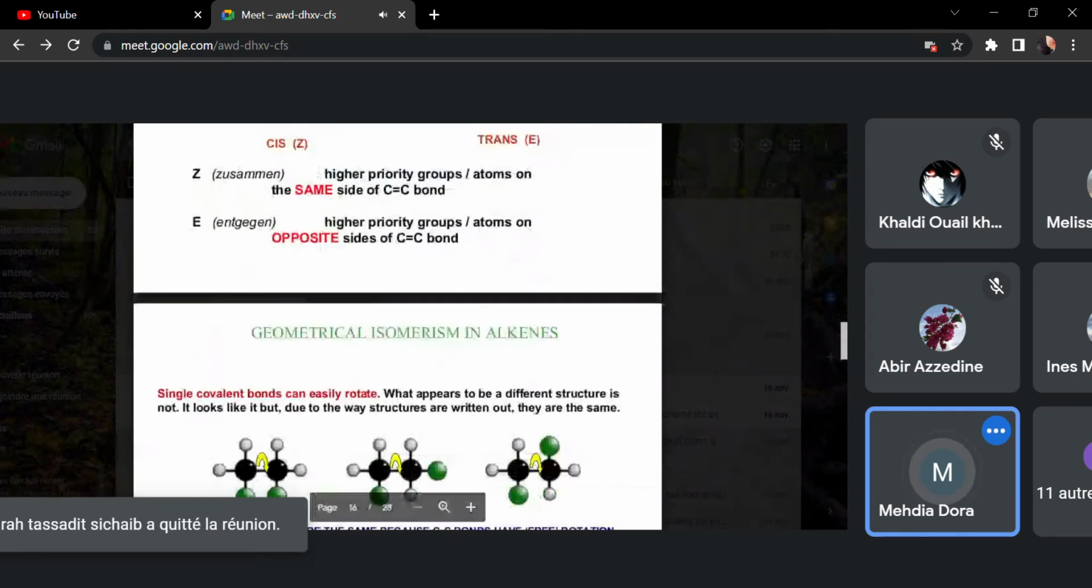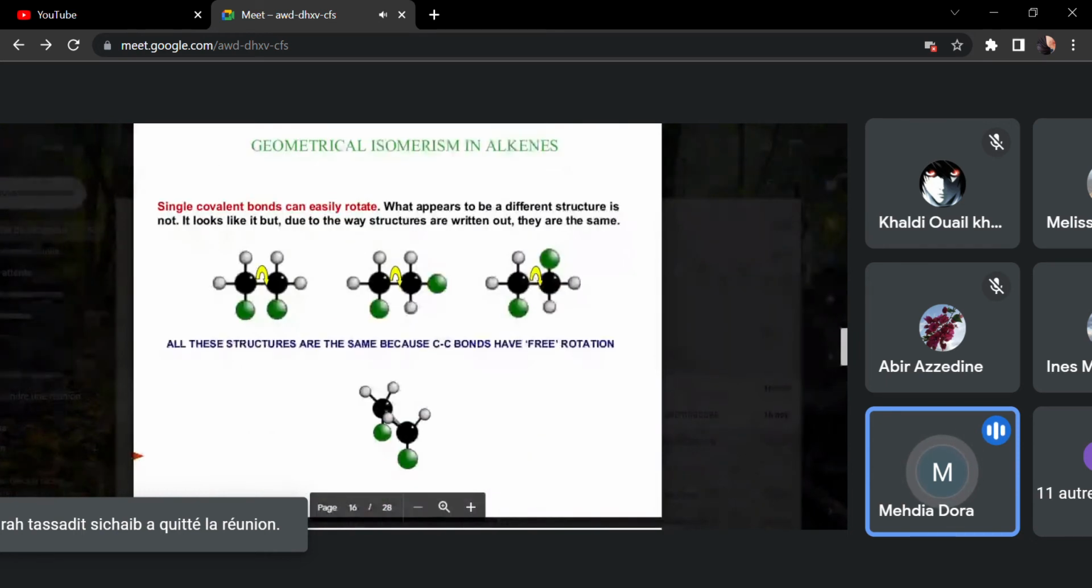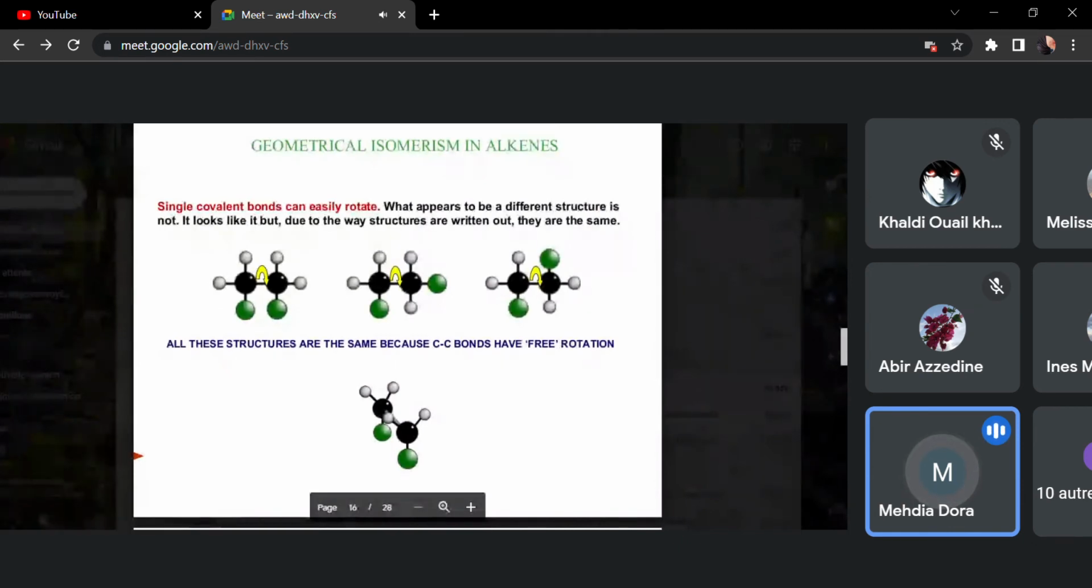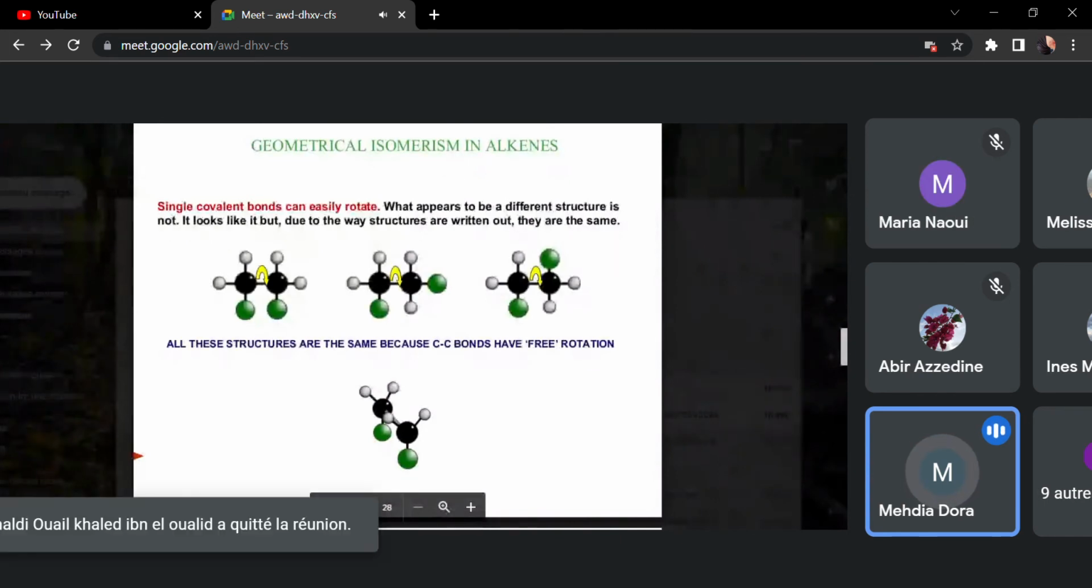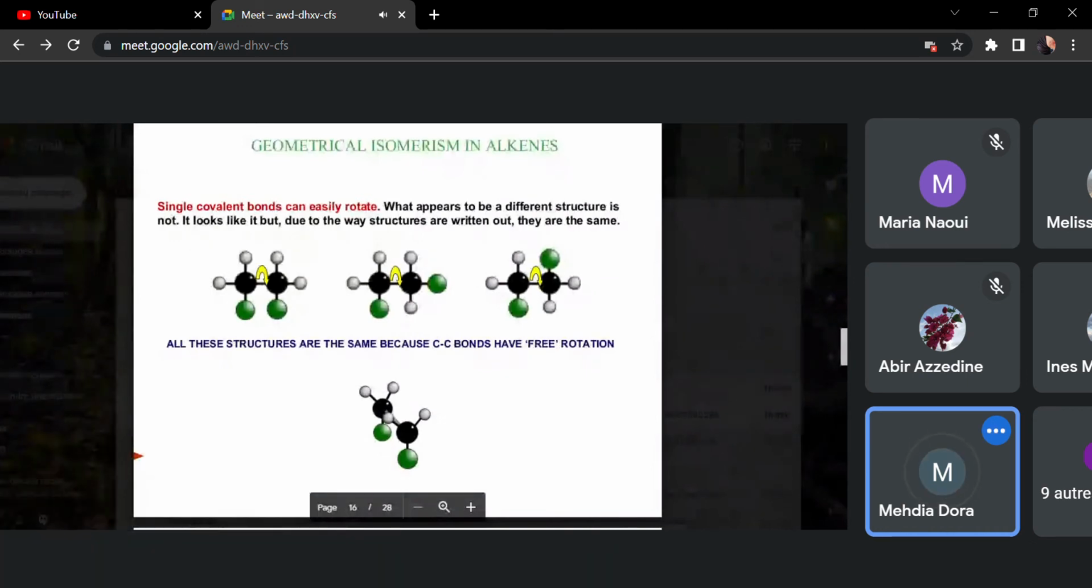Here we just explain that isomerism in alkanes is easier to explain. When we have only one bond, like we see here, they don't have this kind of isomerism. Single covalent bonds can easily rotate on themselves. It's not the case for alkenes. What appears to be a different structure is not. It looks like it, but due to the way structures are written out, they are not the same.